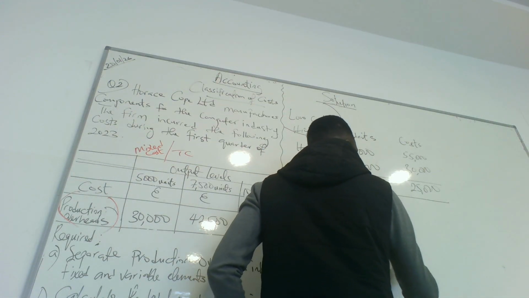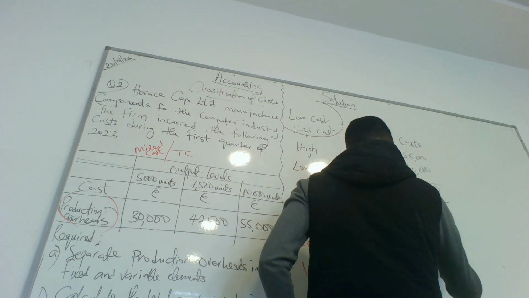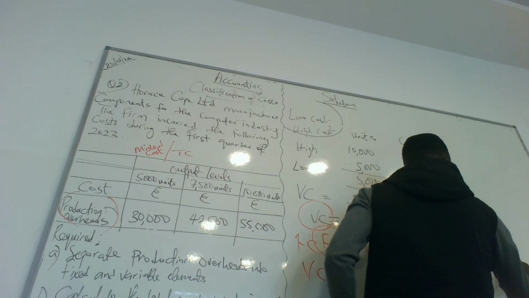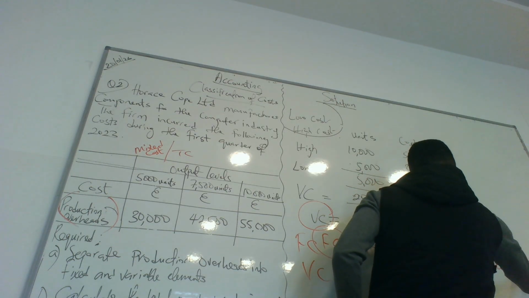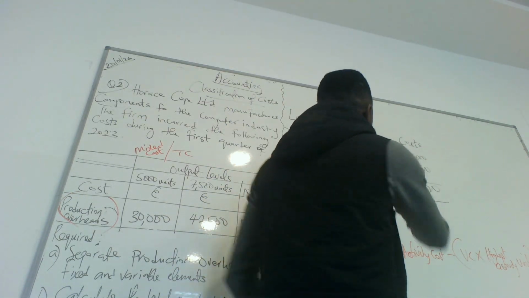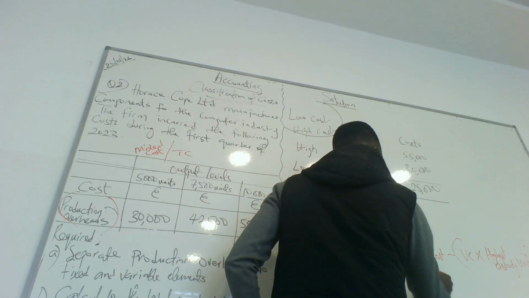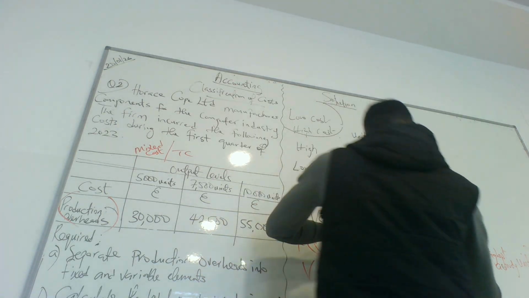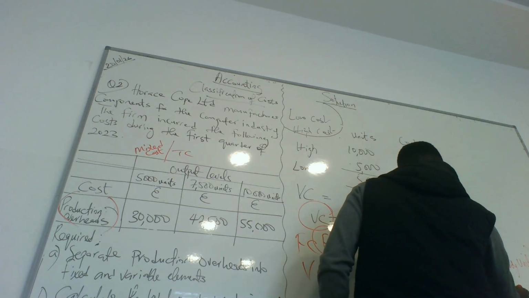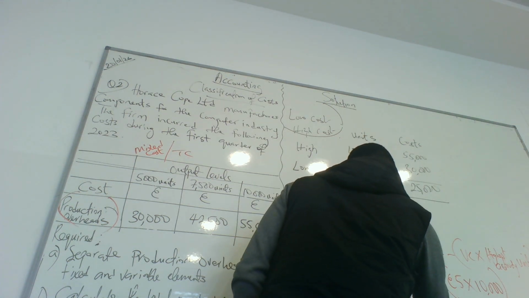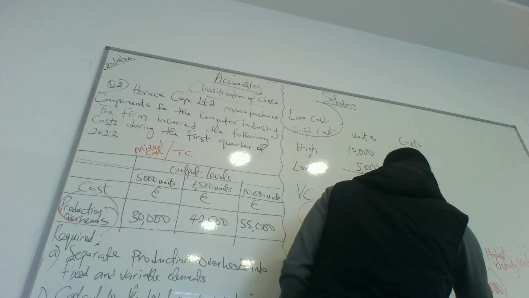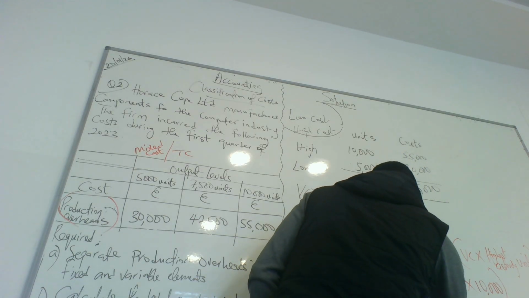To find the fixed cost is highest activity cost minus variable cost multiplied by highest activity unit. Highest activity cost is 55,000. So we have 55,000 minus variable cost, which is 5 euros, multiplied by highest activity unit, 10,000. So that's 55,000 euros minus 50,000 euros. So that's the FC, yeah? Yes please. So our FC is 5,000 euros.